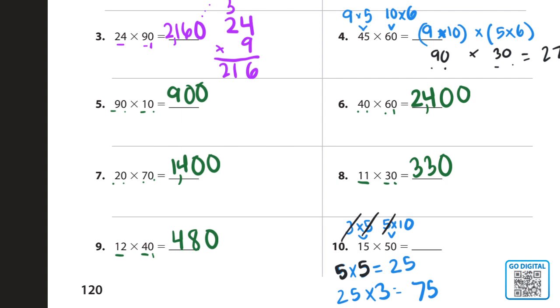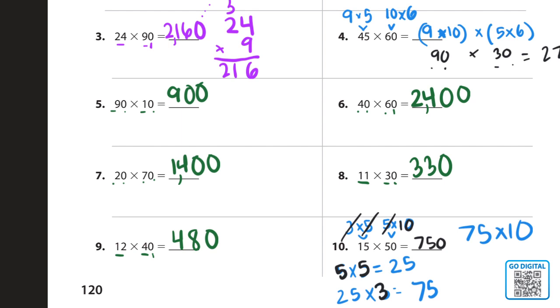Okay, so I've used the 2 5s, and now times 3, right? I used the 2 5s, and now I've used the 3. Now there's only one more left, and that's the 10. This one right here. So 75 times 10, I can do this because it's just 75 and one more 0. So my answer is 750. 15 times 50 is 750.